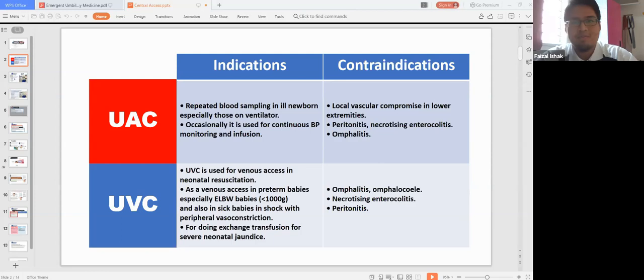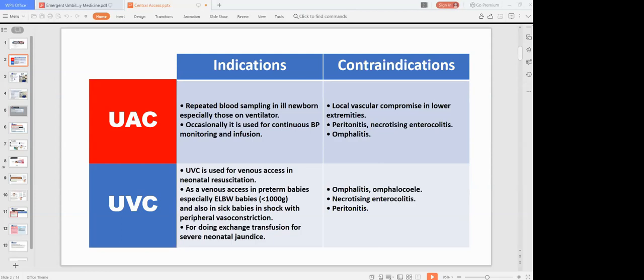Okay, can I go to the equipment? Okay, wait. Can I add something? So UVC is basically not just done in NICU, as you have mentioned. It's also done for neonatal resuscitation, which is basically in the labor ward. So in the labor ward, we do it.